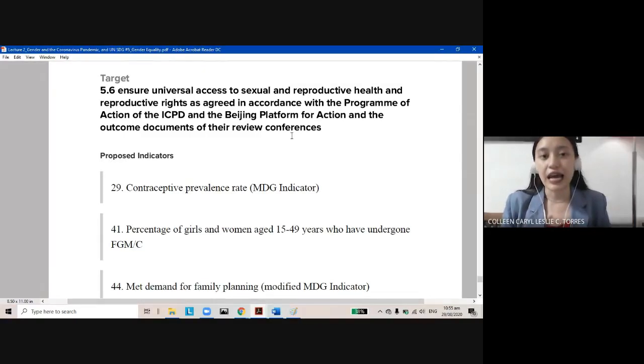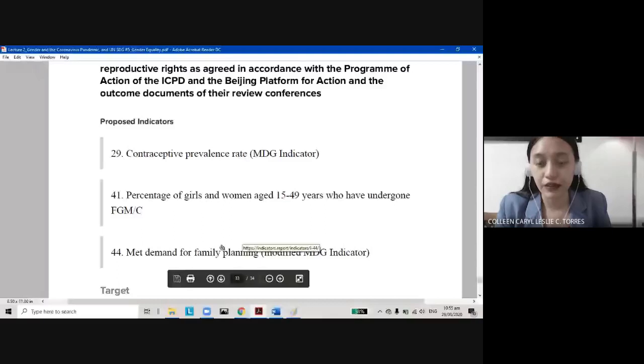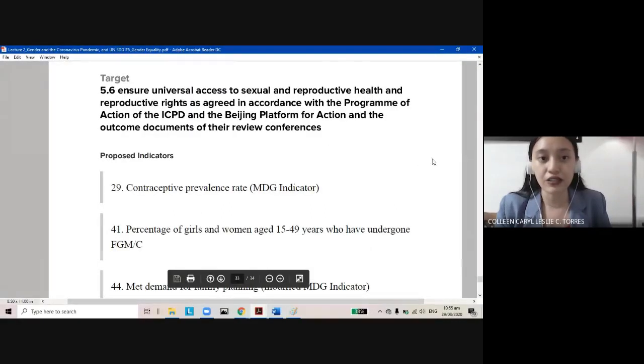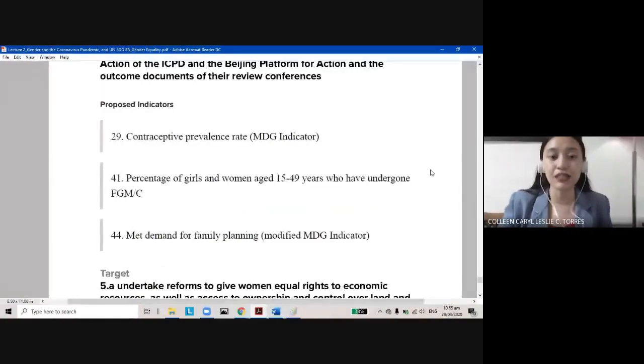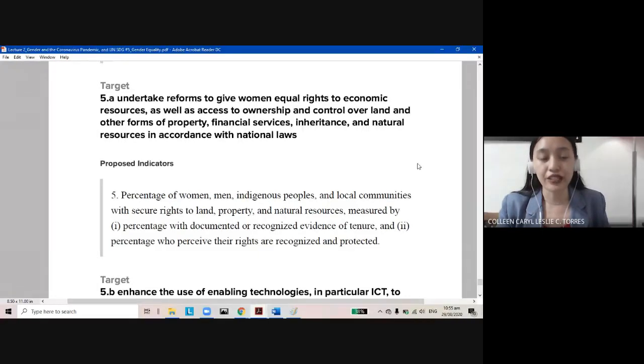So to measure access to sexual and reproductive health and reproductive rights programs, some indicators are the prevalence rate of the use of contraceptives, percentage of women who have undergone sexual and reproductive health programs in the community level, for example, and then meeting the demand for family planning. Then next, we have undertake reforms to give women equal rights to economic resources, such as perhaps employment, no? And the use of inheritance. Some programs to promote inheritance on a cultural level, instead of just favoring men, or rather boys in the family.